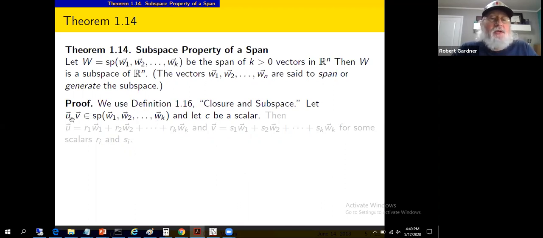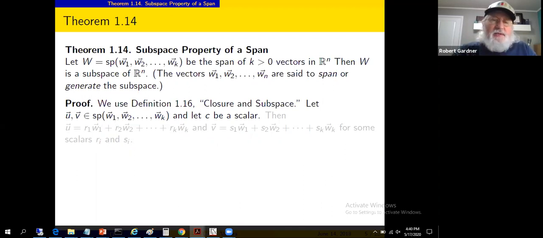Okay, so take a couple of vectors that are in the span. Here, that set of vectors, W is a span of these vectors. Take a scalar, let's call it C. All right, can you tell me what U looks like in that previous example?